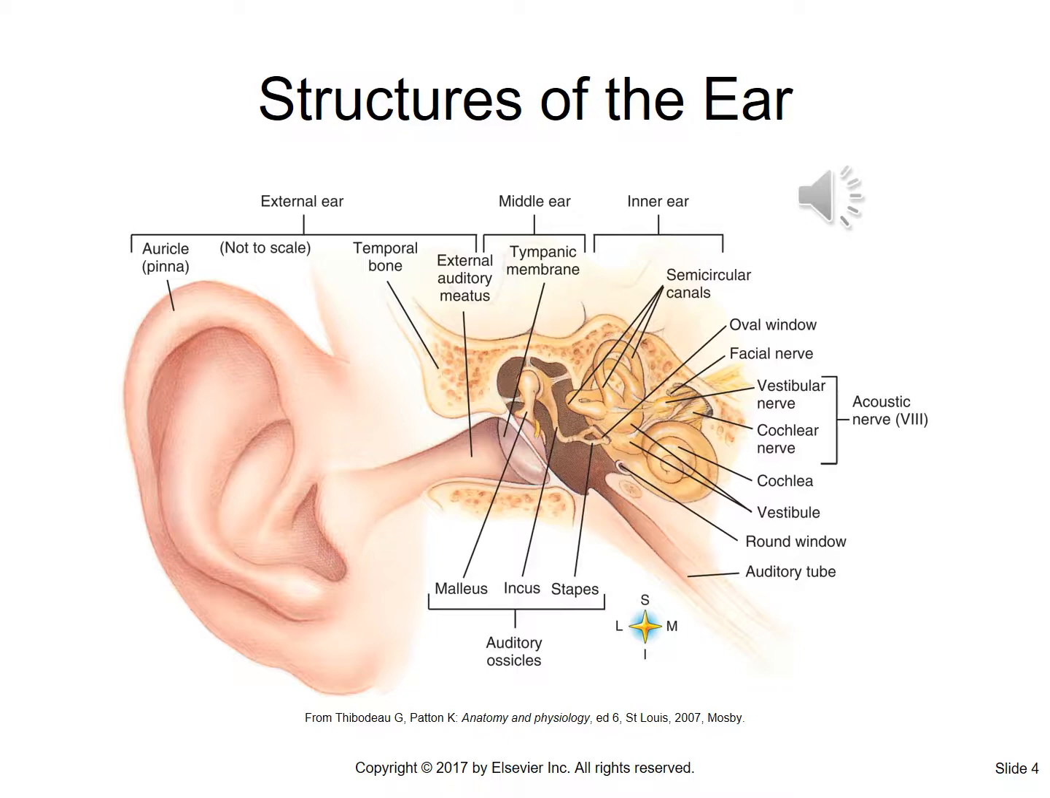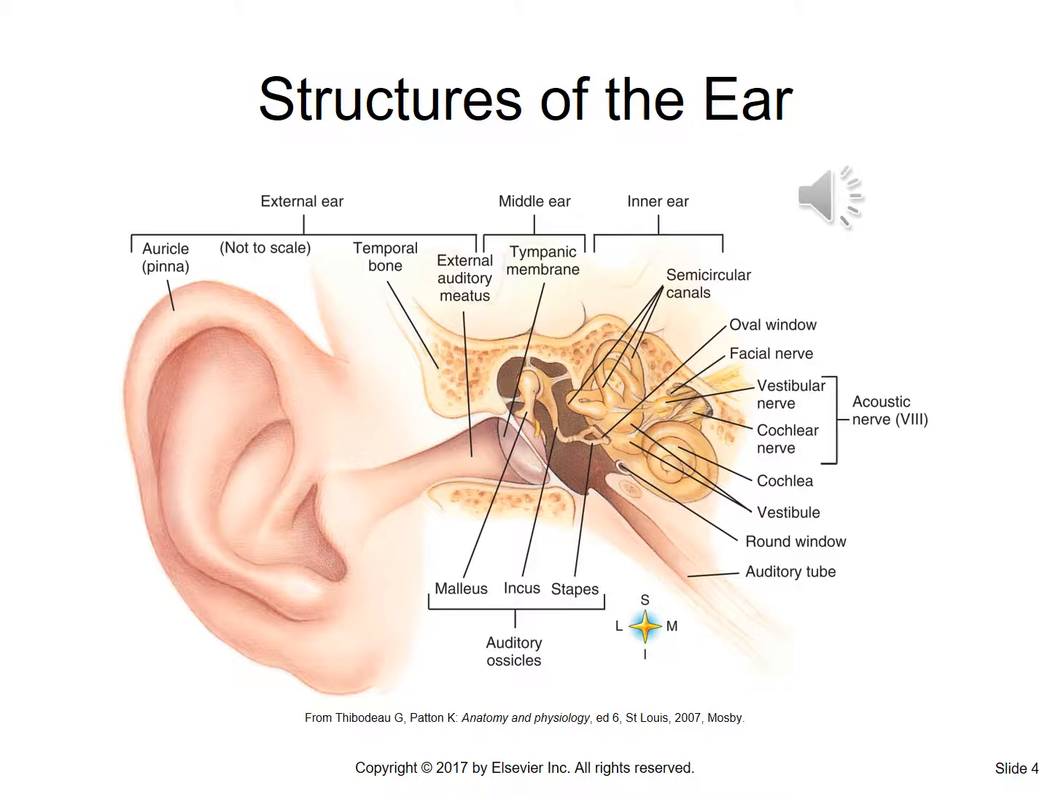Our ear is divided into three sections known as the external ear, middle ear, and inner ear. The portion of the ear that is visible to us that we can see, of course, is the external ear. Our external ear includes the outer surface of the TM, tympanic membrane, and all structures that lie lateral to the TM. Our TM serves as a barrier between our external and middle ear.